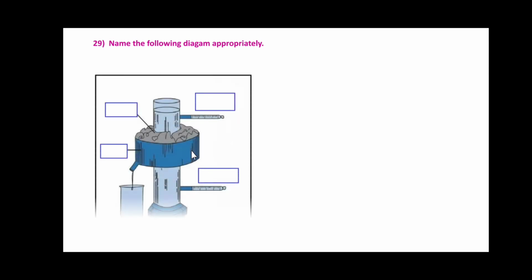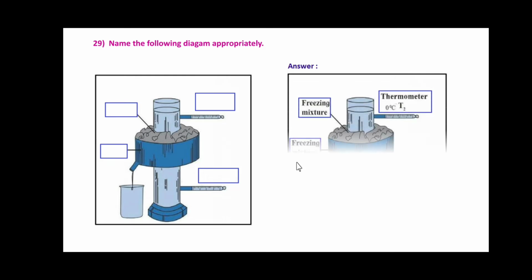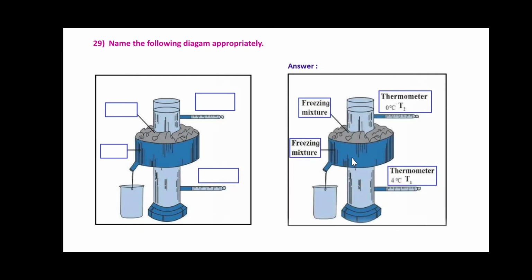Next question, name the following diagram appropriately. The same Hope's apparatus has been given over here, and 4 blocks you could see, and let us name them as freezing mixture in this container, thermometer T2 and thermometer T1.